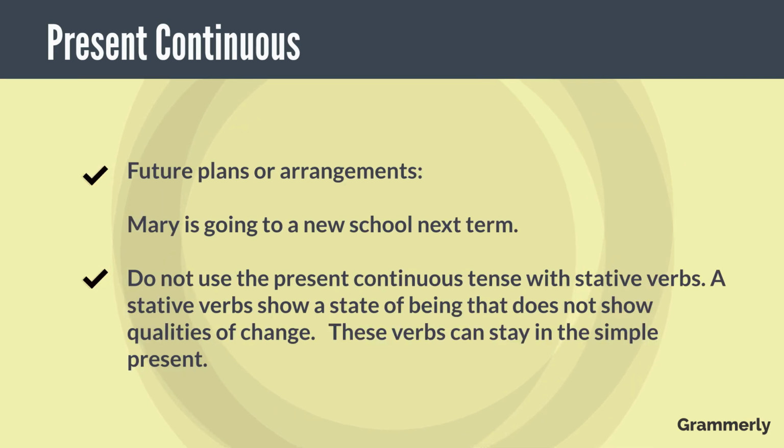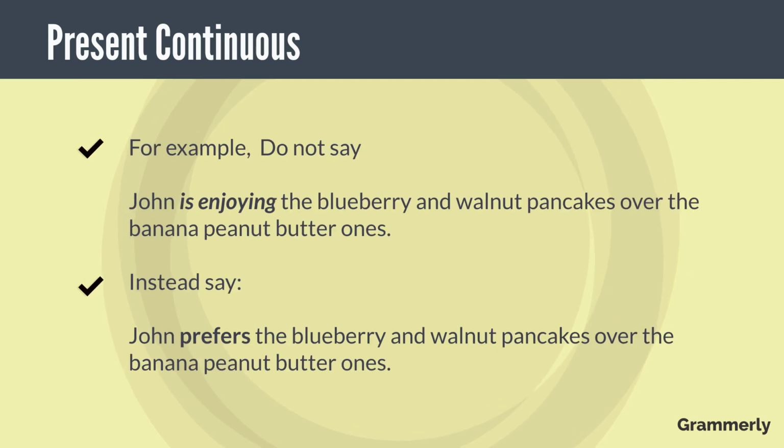Future plans or arrangements. Mary is going to a new school next term. Do not use the present continuous tense with stative verbs. Stative verbs show a state of being that does not show qualities of change. These verbs can stay in the simple present. For example, do not say, John is enjoying the blueberry and walnut pancakes over the banana peanut butter ones. Instead say, John prefers the blueberry and walnut pancakes over the banana peanut butter ones.